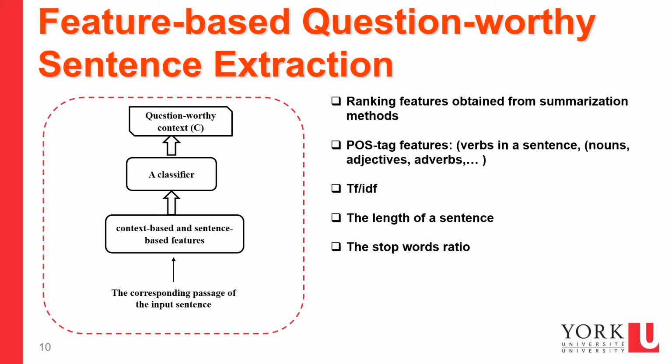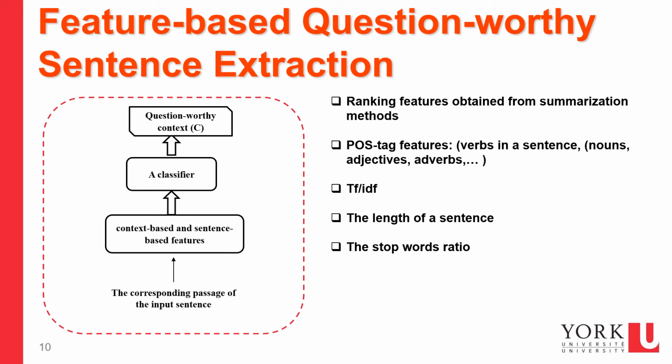For the POS-tag features, we look at the sentence. For example, the number of verbs is a feature. The number of nouns is a feature. The number of adjectives or adverbs can be a feature. We extract some features like that as POS-tag features. Also, we use TF-IDF for each sentence as an external feature, and also the length of the sentence and the stop word ratio of the sentence. By this way we can see how much information each sentence has. The features say how rich this sentence is, because when the sentence has important and rich context, the human is more likely to ask a question about it. So we give these features to the classification.